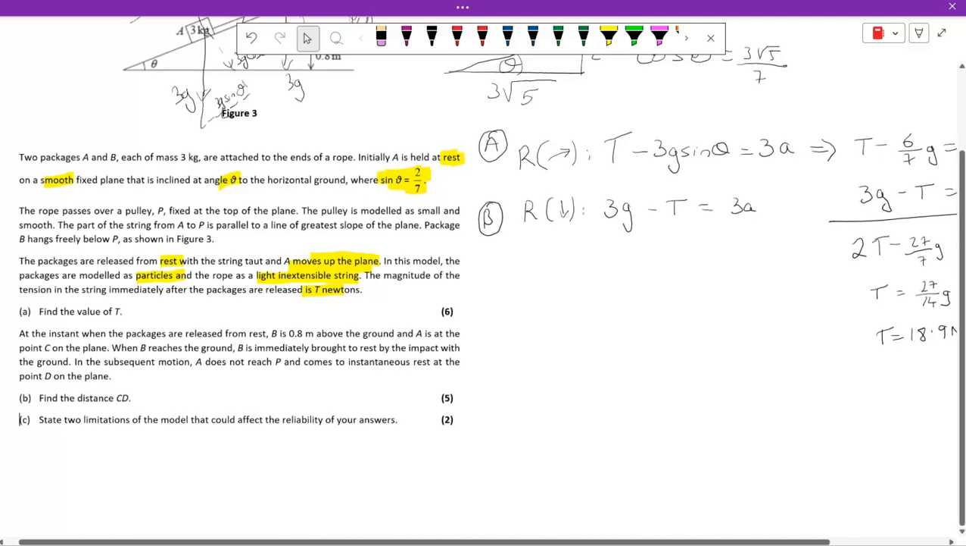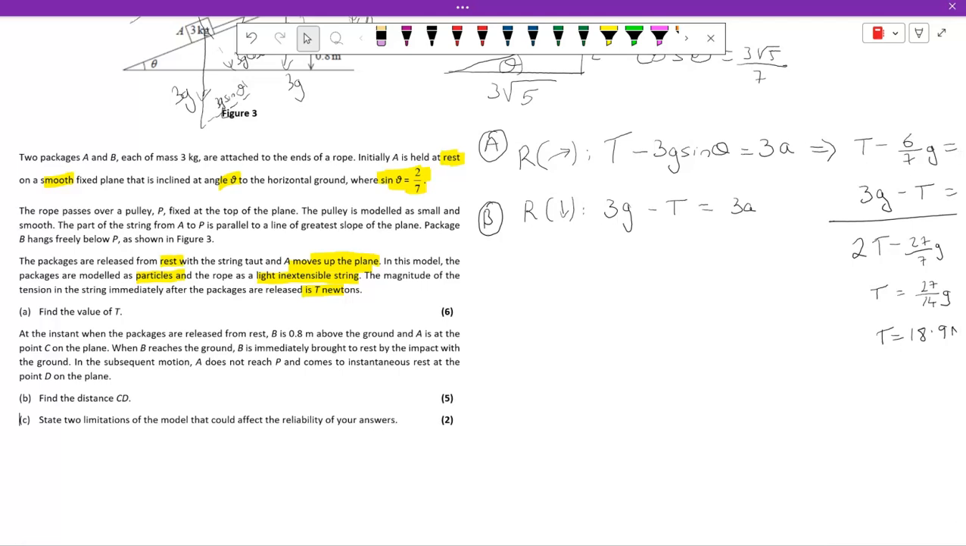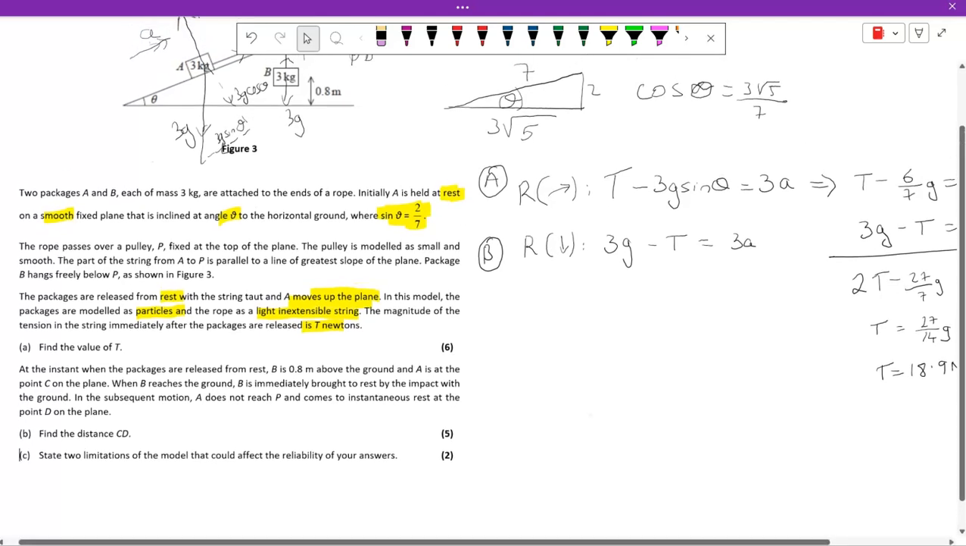And then it says, at the instant when the packages are released from rest, B is 0.8 meters above the ground and A is at the point C on the plane. When B reaches the ground, B is immediately brought to rest by the impact with the ground. In the subsequent motion, A does not reach P and comes to instantaneous rest at D. Now we've got to find CD.